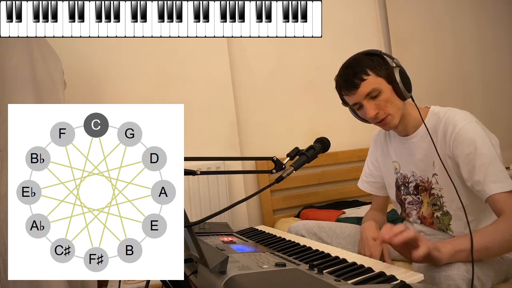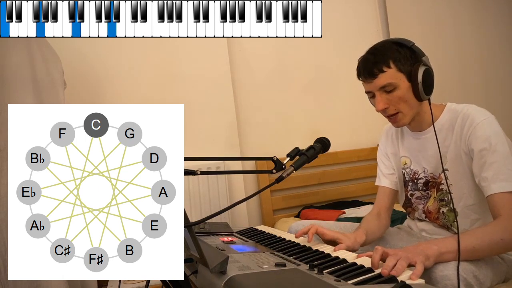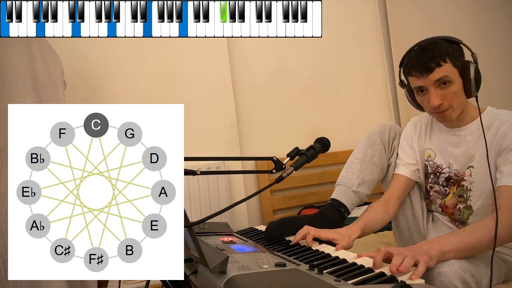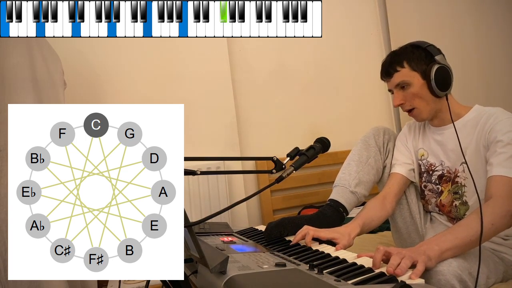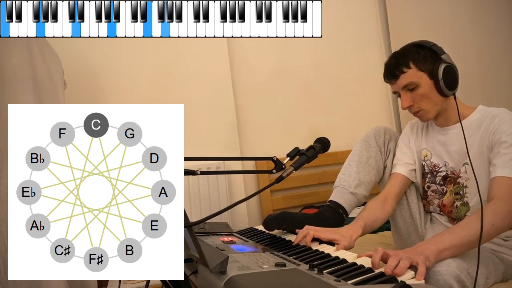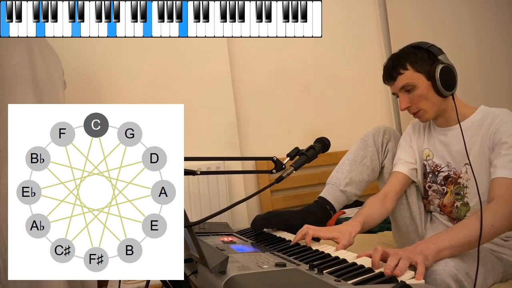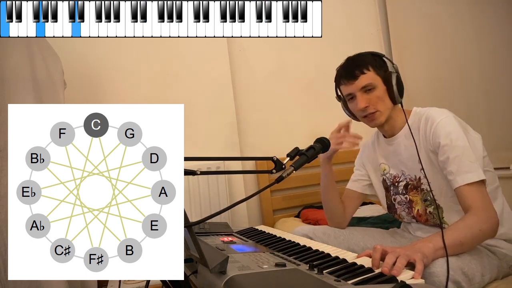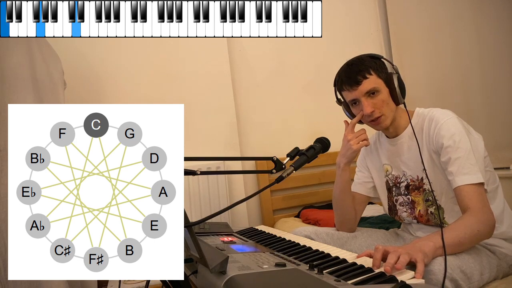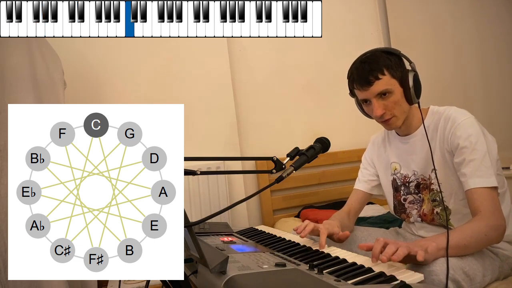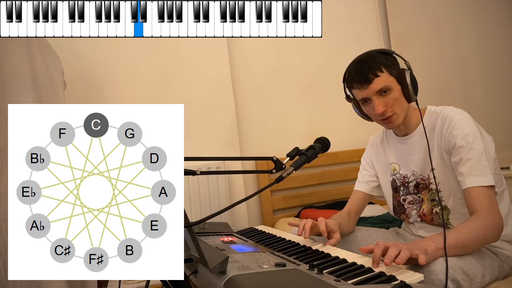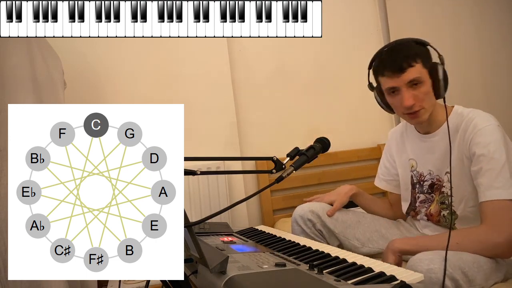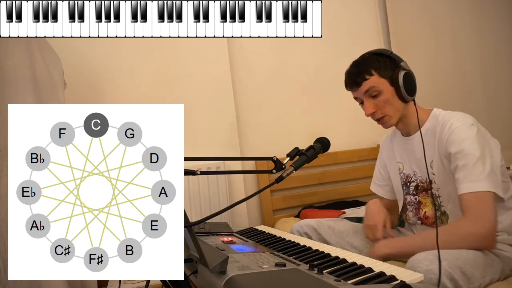So, C, G, D, A, E, B, F sharp, right? And that gives us 7 notes. And then we can put in C sharp as well, and that gives us 8 notes. But why is C sharp going a bit too far? Because now we have all of these 3 notes in our scale, so it's becoming a little bit bloated, right? So maybe we stop after 7.